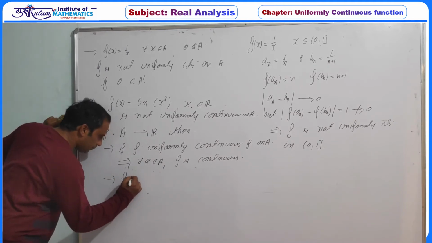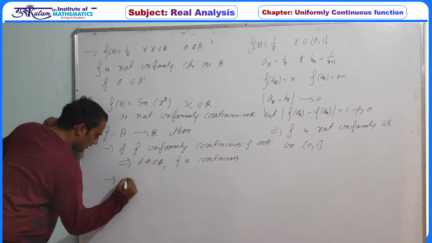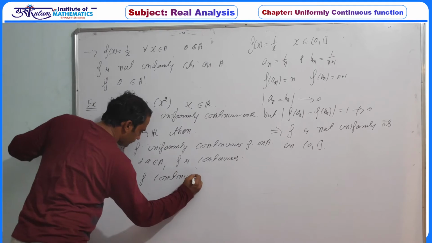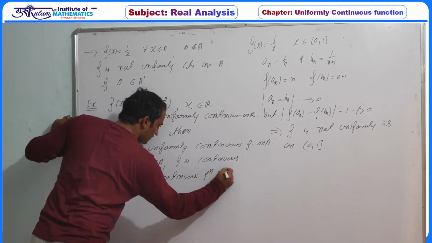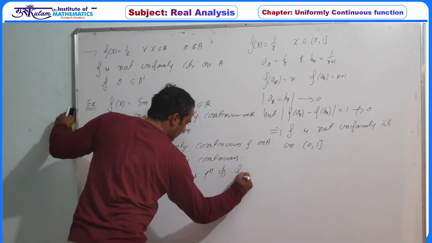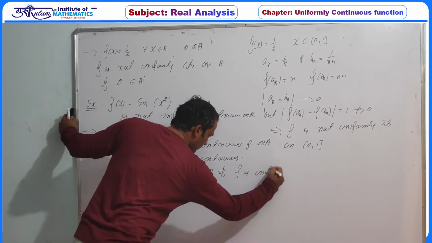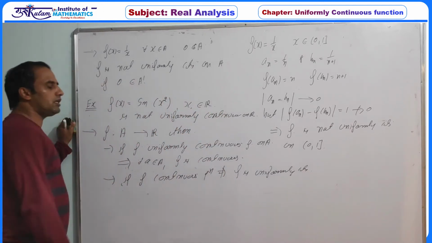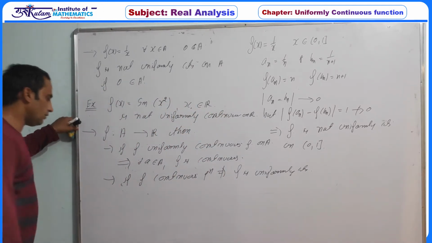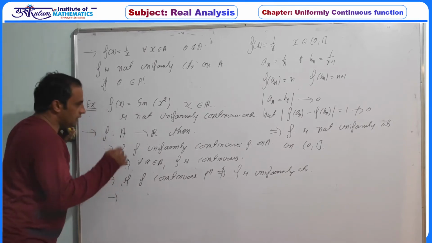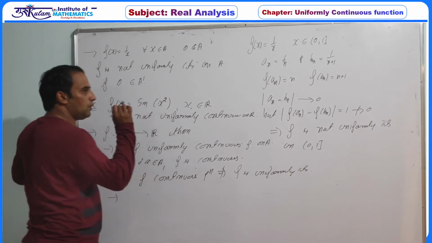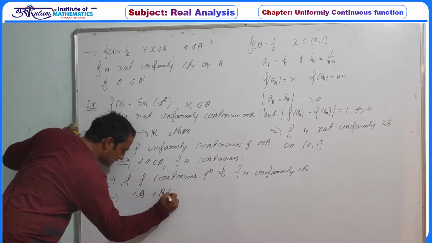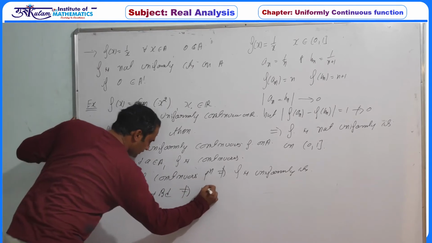So if f is a continuous function, it does not imply f is uniformly continuous. So continuity of a function does not imply uniform continuity of the function. Or similarly, this function is continuous as well as bounded. So continuity plus boundedness does not imply uniform continuity.